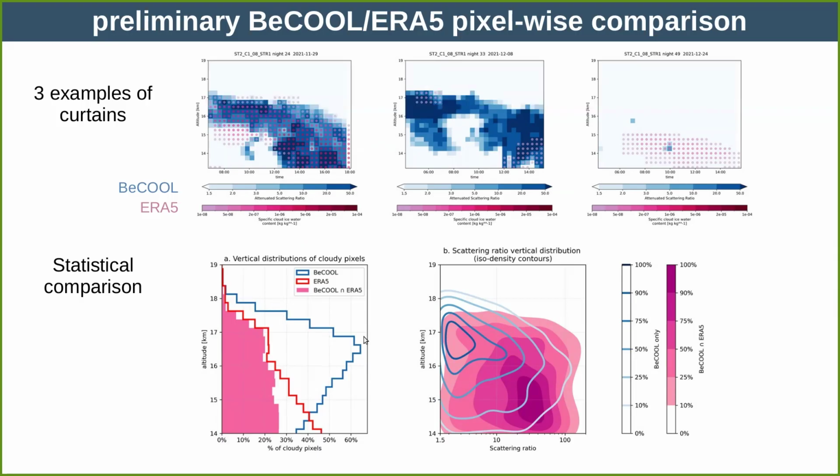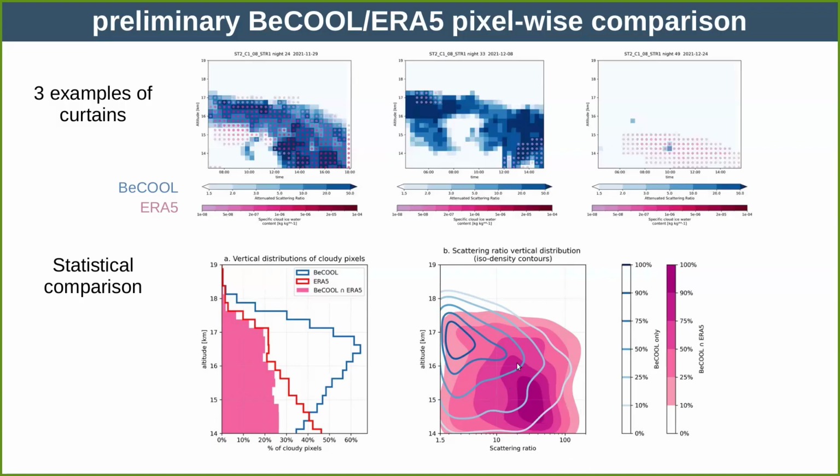And looking at the distribution of the pixels that are only detected as cloudy by the LiDAR, or those that are detected as cloudy both by the LiDAR and in the reanalysis. So those distributions are displayed here, in the altitude-scattering ratio space. And we see, so the blue contours are isodensity contours of BCool-only cloudy pixels, and in pink are isodensity contours of BCool and ERA5 cloudy pixels.